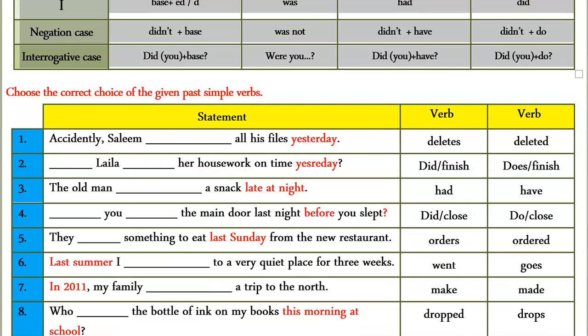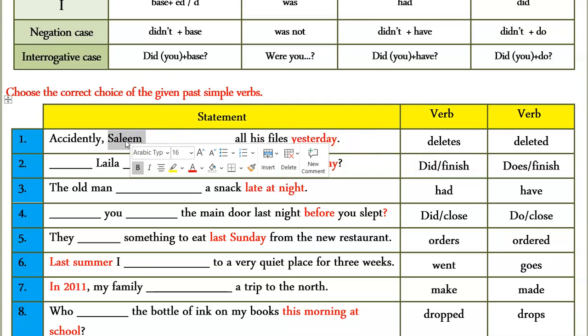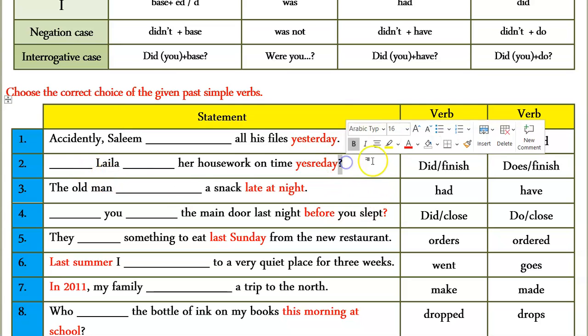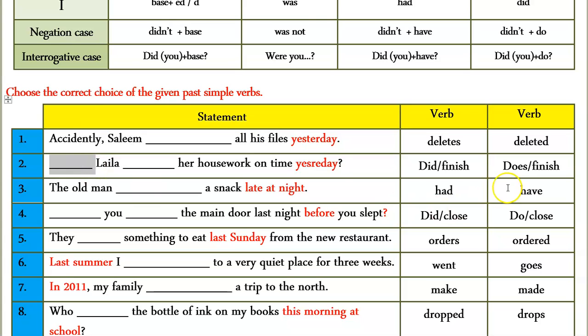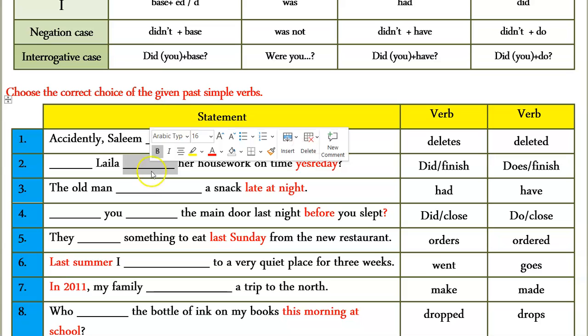Now, what I'm going to do is refer to the first 2 questions with you, and then I'm going to leave you on your own to do the rest of them. Again, Salim here as a subject doesn't make a difference whether Salim is singular or plural, because in both cases it's going to be deleted. Now, as for this, it is a question. So what do we do? As I said before, we bring the verb to do, in this case did, at the beginning of the sentence. You start with a capital letter, and then you bring the verb finish and you keep it as finish, which is the base form.